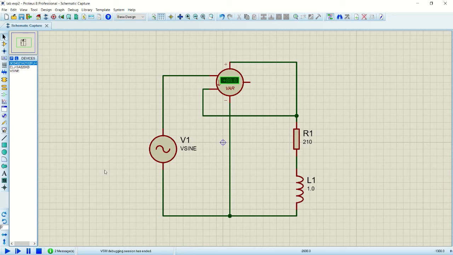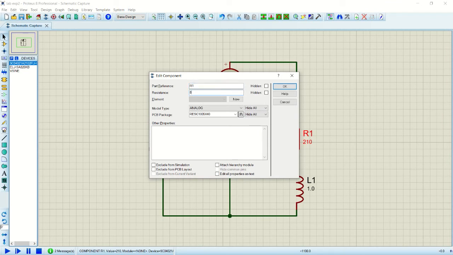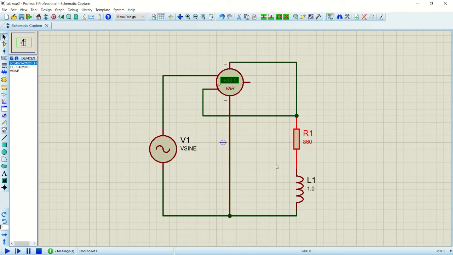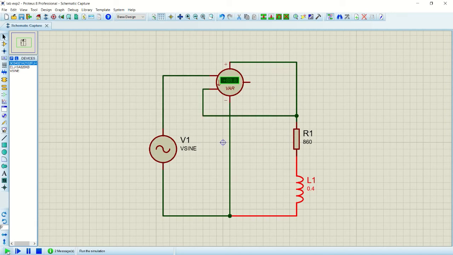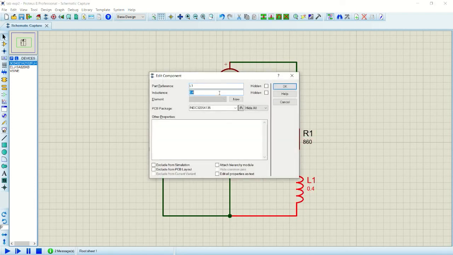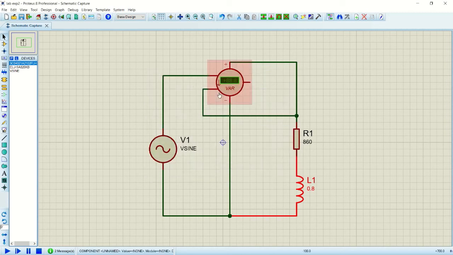For the fourth reading, we need to change the value of resistor to 860 ohms, and for the inductor 0.4 Henry. And we'll get the reading 1.66 VAR. Okay, for the fifth reading, we need to change the value of inductor to 0.8. And we'll get the reading 3.13 VAR.